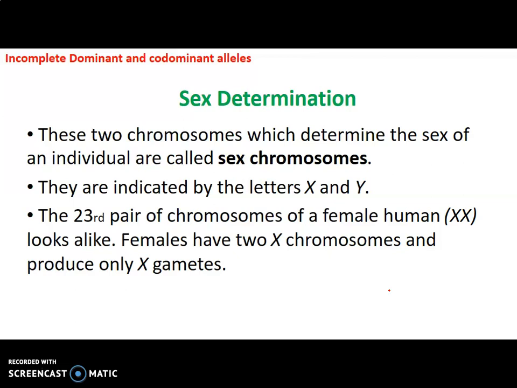Now, this sex chromosome, which is the 23rd pair of chromosomes, in a female human being is in the form of XX. In a male, the sex chromosome will be XY. So you see that a female has two X chromosomes, which is XX, and a male has one X chromosome and one Y chromosome.